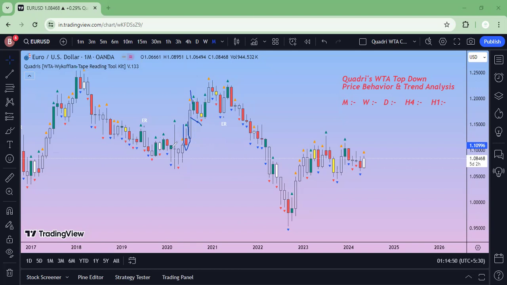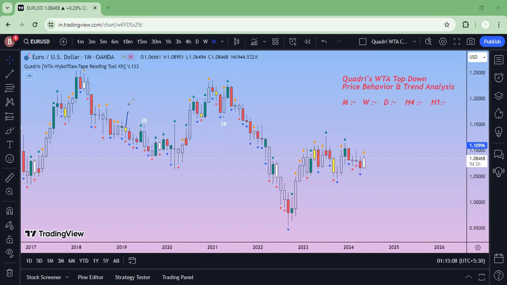Now, till this point, whichever demand was initiated over here during the conclusion of this down move, which is later on identified as an accumulation, it held till this level.